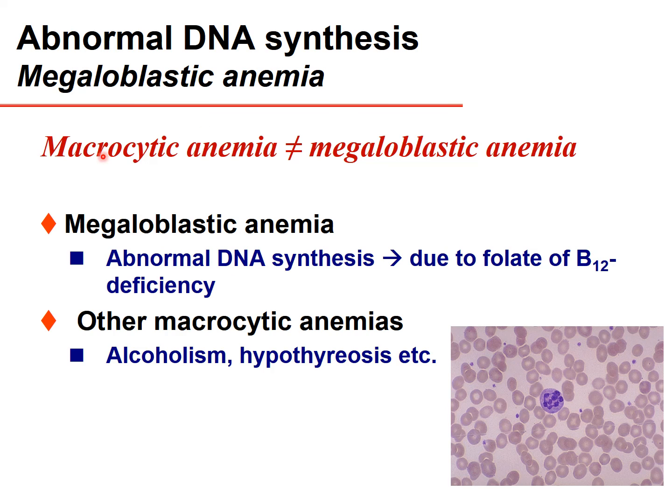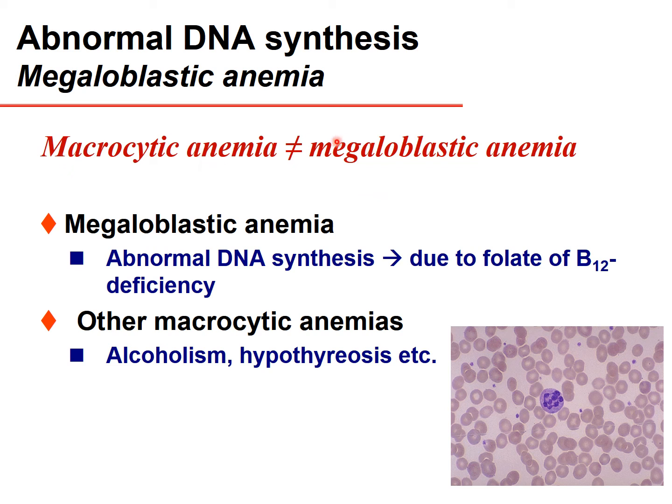Now, when we have an abnormal DNA synthesis, this is what will cause megaloblastic anemia. Of course, in the periphery, we have a macrocytic anemia, macrocytic and hyperchromic anemia. But this is not the same as megaloblastic anemia. Megaloblastic anemia is a bone marrow diagnosis, what we have in the bone marrow. Macrocytic anemia is a peripheral diagnosis.